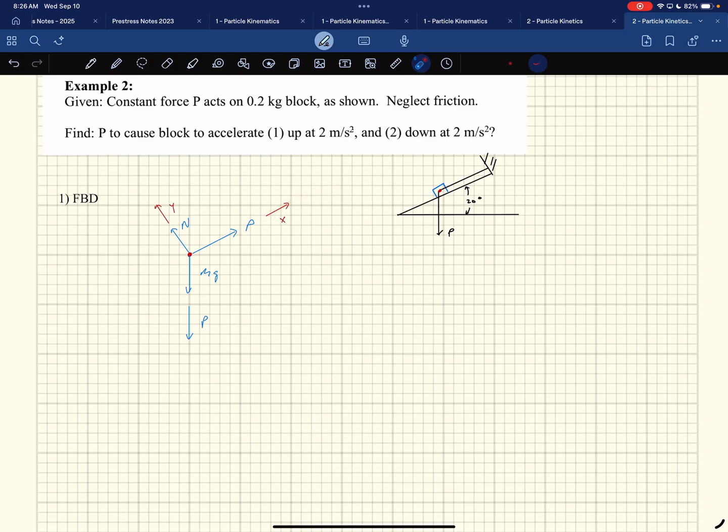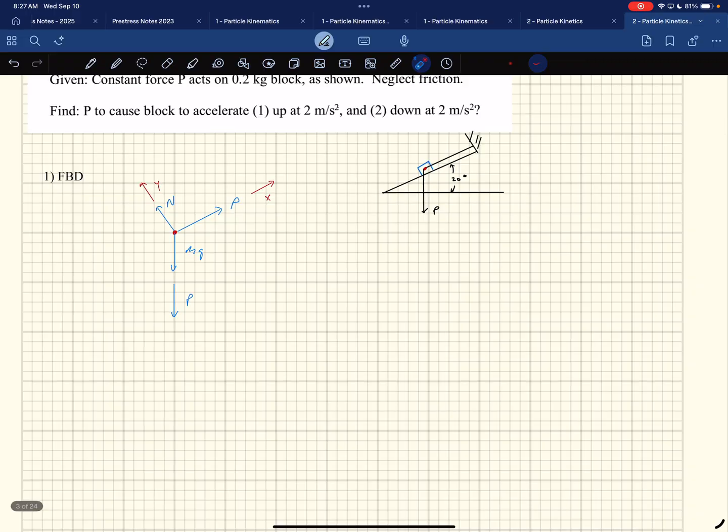Otherwise, if I put my x and y like this, I would have to turn this acceleration. I'd have to look at its components in the x and y direction and break it in, which is fine. You could do that. It just adds a little bit more work. Later on, when we talk about objects rotating and being attached to strings, you don't want to rotate your axes because the accelerations get weird. We'll deal with that later.